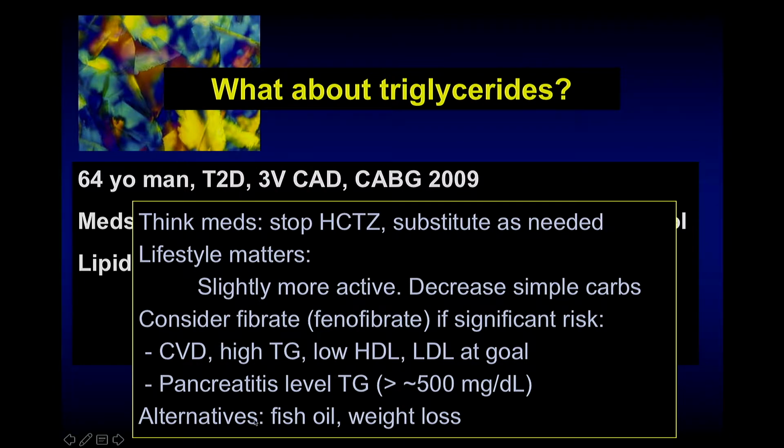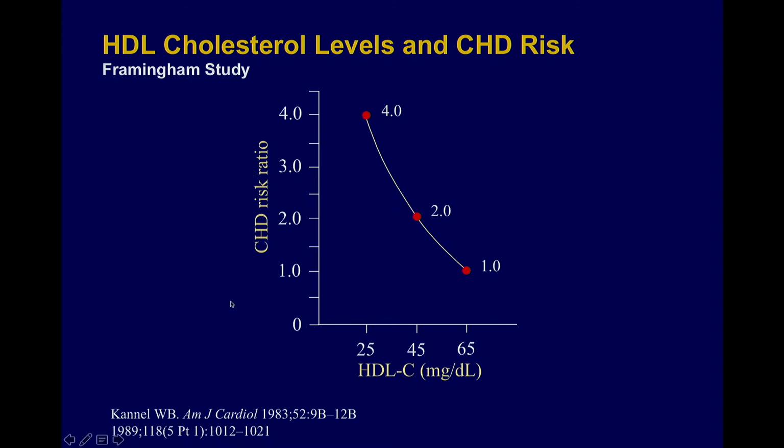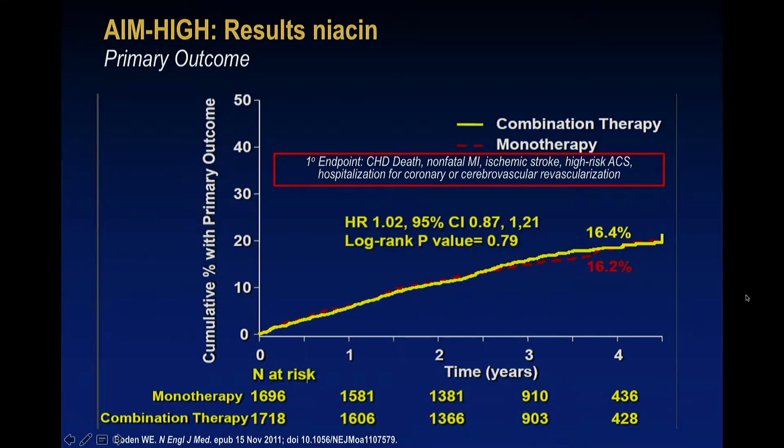And as mentioned, alternatives are lifestyle interventions and fish oil, as long as the EPA DHA levels are high enough, above 2,000 milligrams a day. HDL has a very steep curve associated with cardiovascular risk, but thus far, efforts to raise HDL through therapies have not decreased events. And here's one example, AIM-HIGH, that showed no difference in people receiving niacin. Even though there were plenty of events, there was no difference.